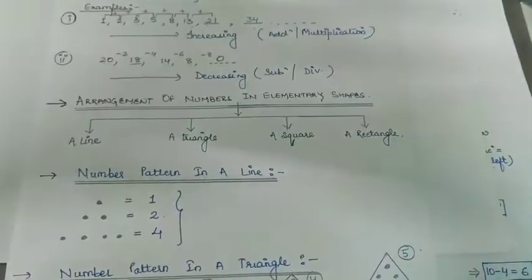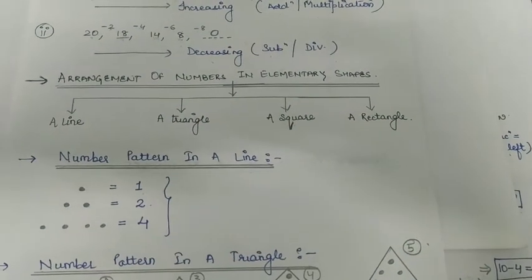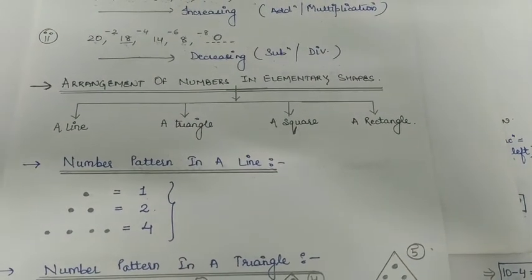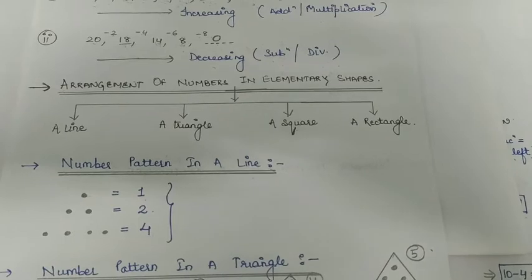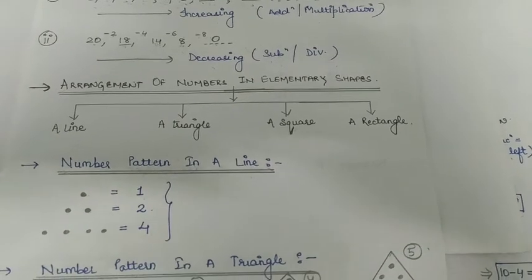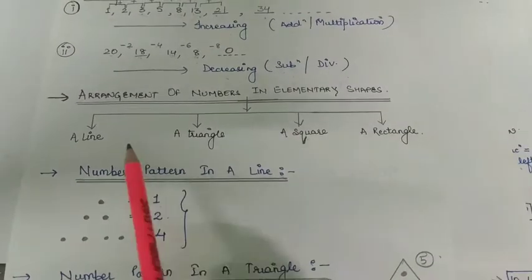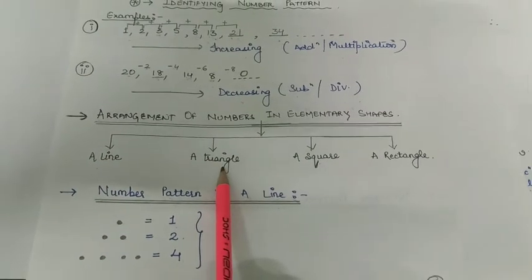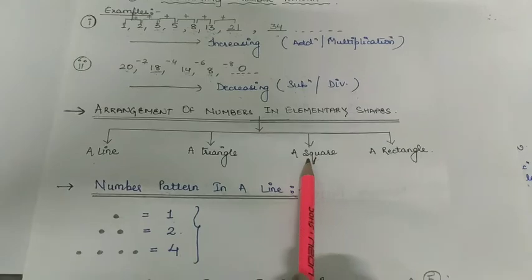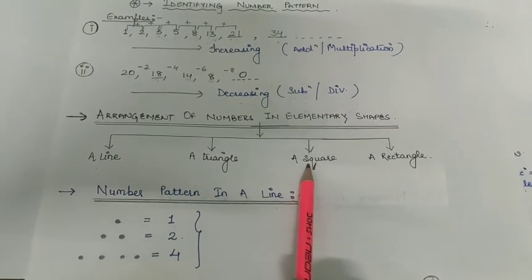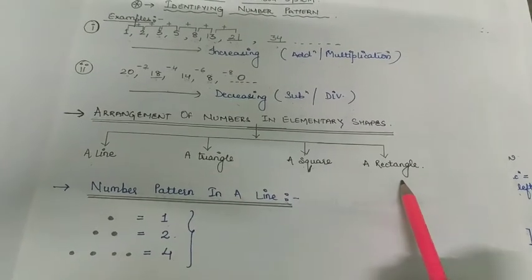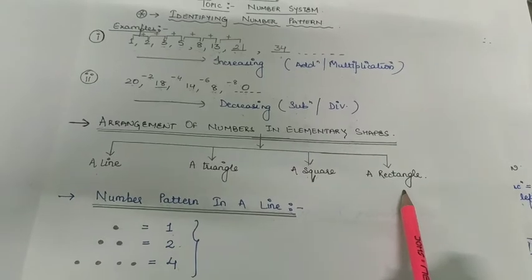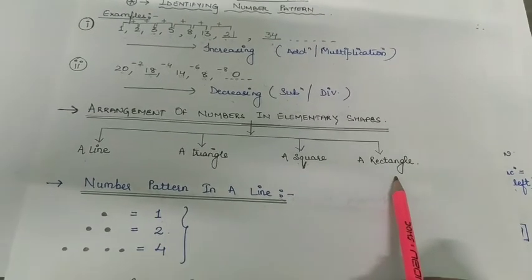Now another topic is arrangement of numbers in elementary shapes. That is, we can represent our whole numbers in various shapes. Like I can arrange our whole numbers in the form of a line, or in a triangle, which are called triangular numbers. Then in the form of a square, those are called square numbers. And then in the form of a rectangle, and those whole numbers are called rectangular numbers.